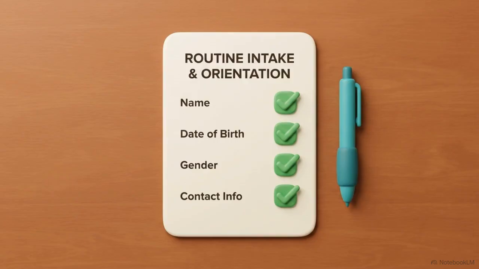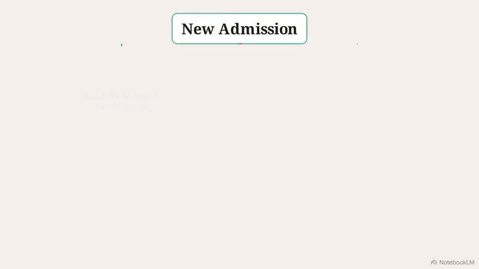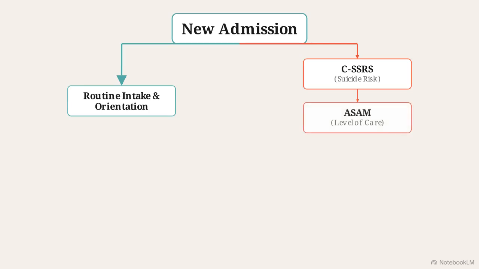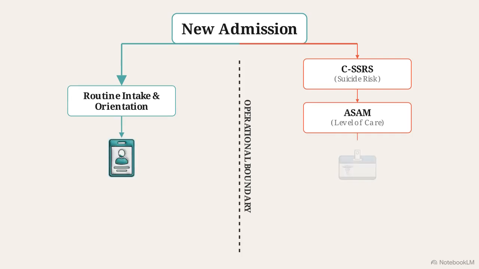When a client arrives, your authorized responsibilities are straightforward. Perform the orientation and enter routine background information. This diagram illustrates the workflow. Every admission requires two specific screenings, the CSSRS for suicide risk and the ASAM criteria for level of care. These create a hard operational boundary for your role.